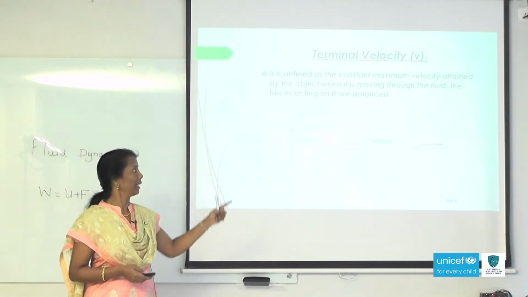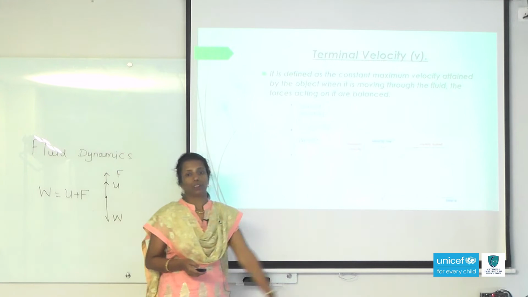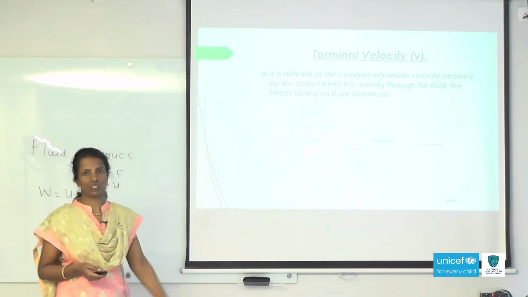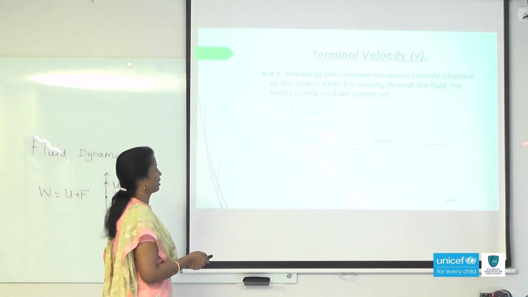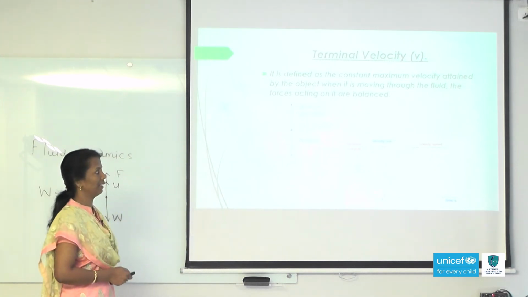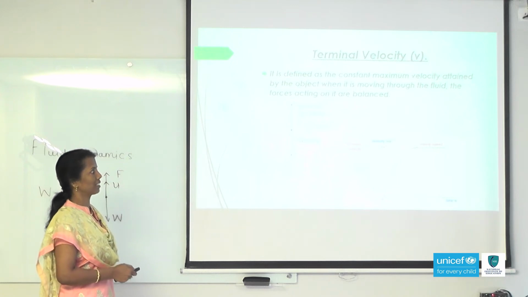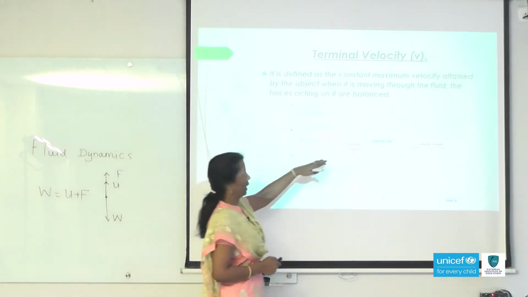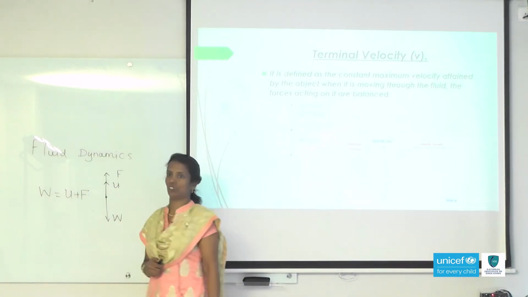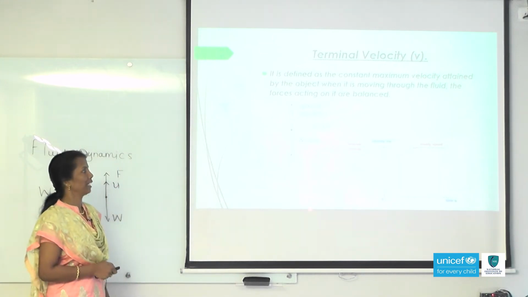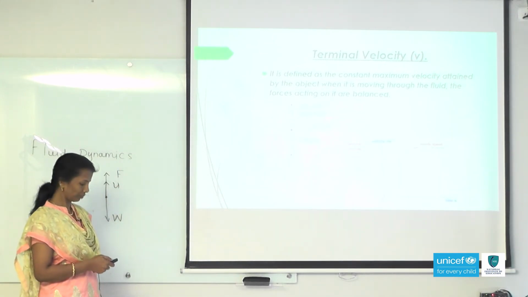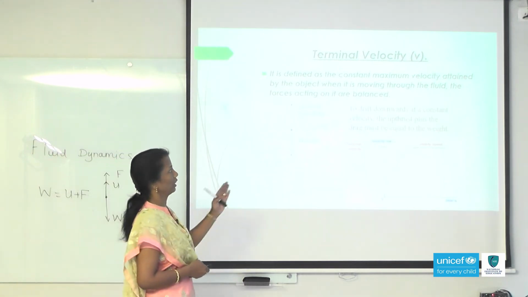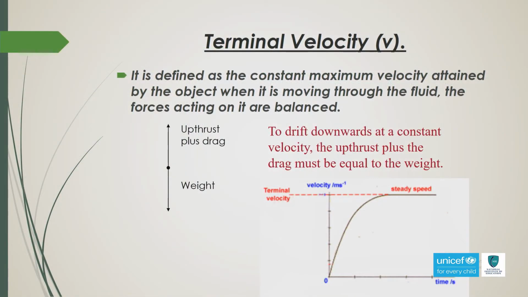But at this point, you would be getting a question to draw a graph of velocity against time and mark the terminal velocity. The typical shape of this graph is always like this. You can see it keeps on increasing and reaches a constant, or steady, speed. This steady constant maximum speed is what we call the terminal velocity. This graph is very important for your exam. So, to drift downwards at a constant velocity, the upthrust plus the drag must be equal to the weight.